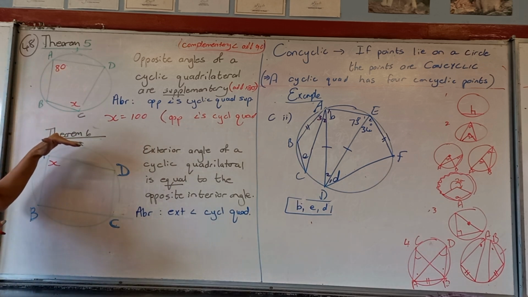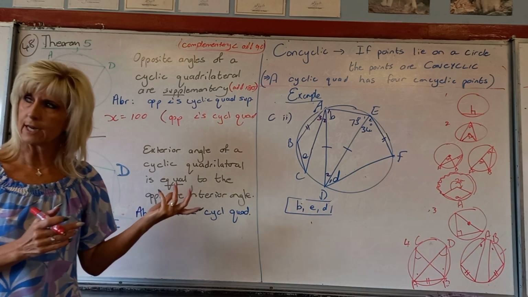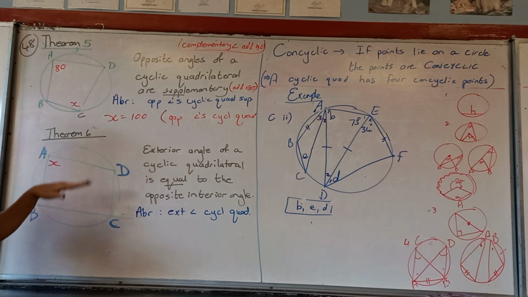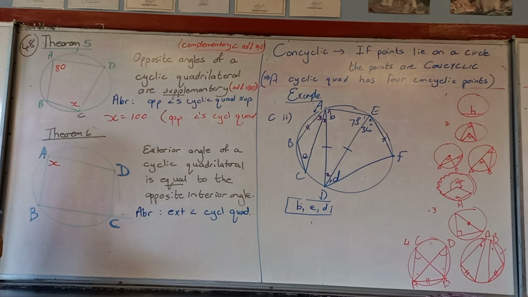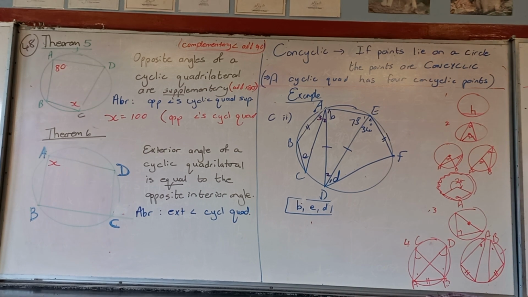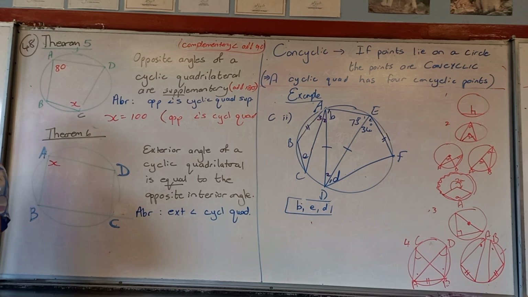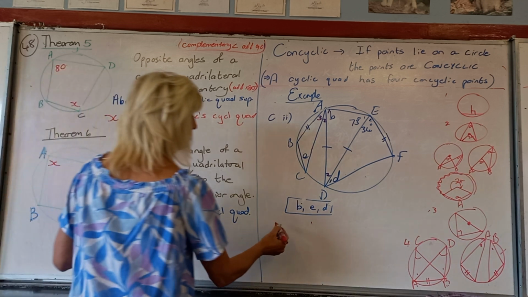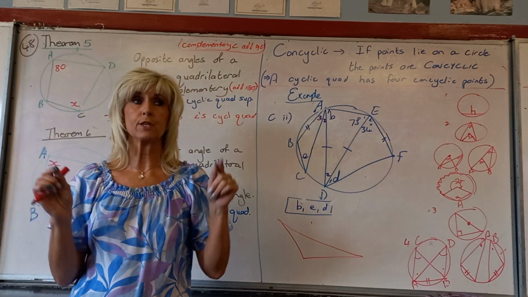Right, so for theorem number 6, we're still going to be in cyclic quads, but this time we're going to be busy with the exterior angle. Now an exterior angle of a cyclic quadrilateral, where would be an exterior angle? Well, where did you hear it the first time? You know the exterior angle of a triangle. What do you know about it? It is equal to the sum of the opposite two interior ones.